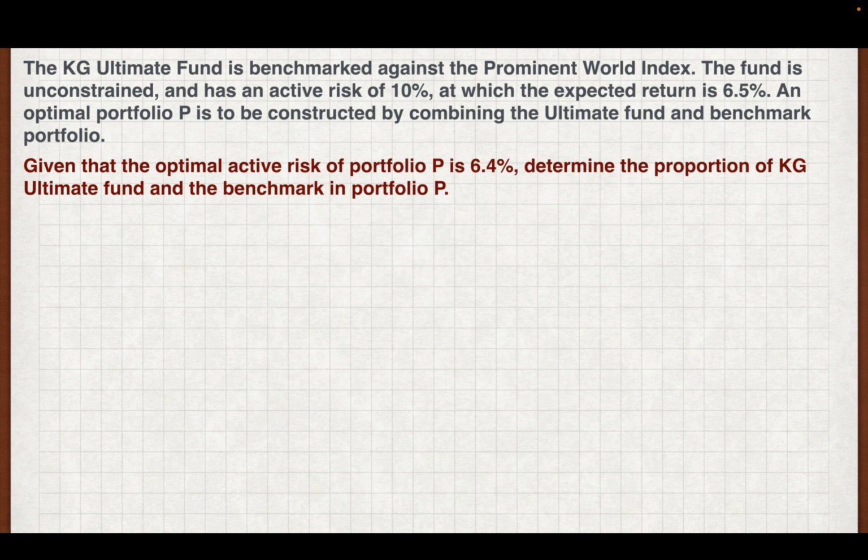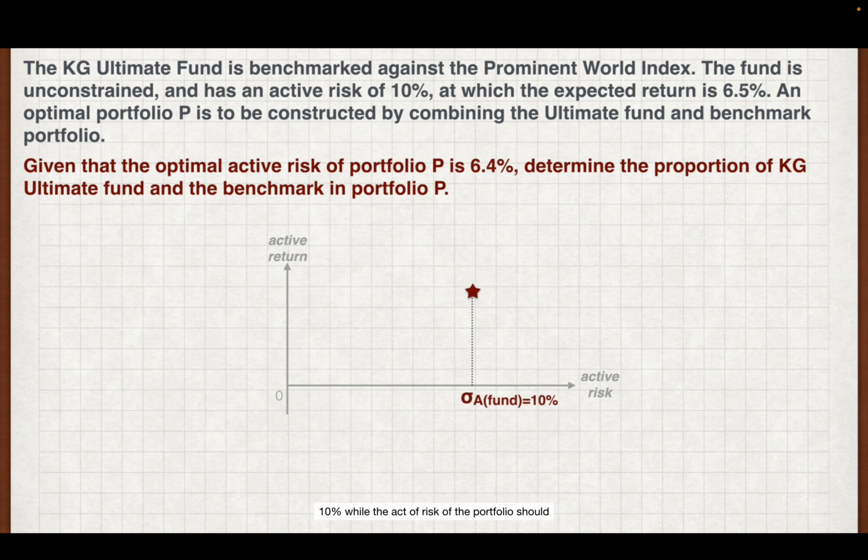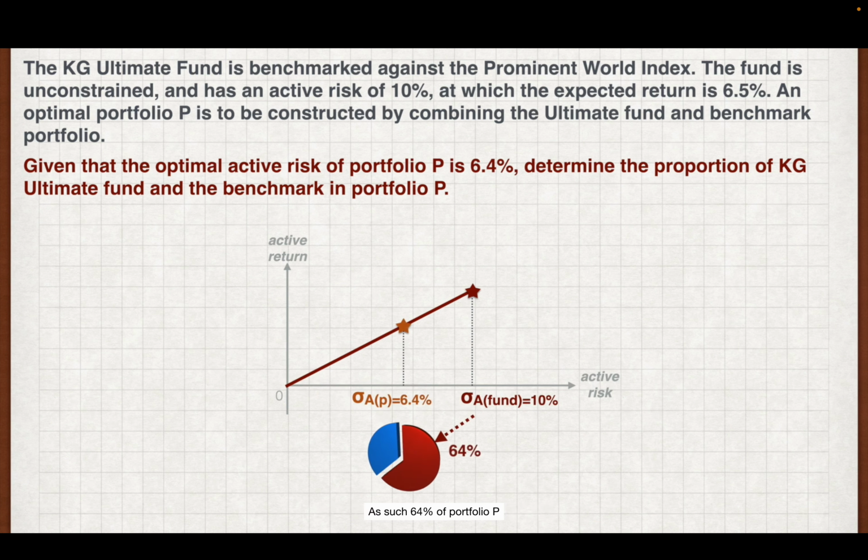And we're back. We're told the KG Ultimate Fund has an active risk of 10%, while the active risk of the portfolio should only be 6.4%. As such, 64% of portfolio P should be in the KG Ultimate Fund, and the remaining 36% in the benchmark, which has 0 active risk.